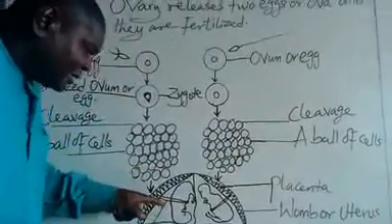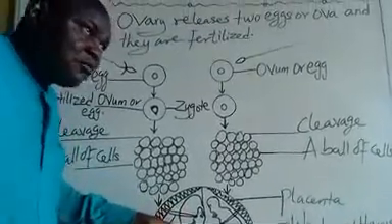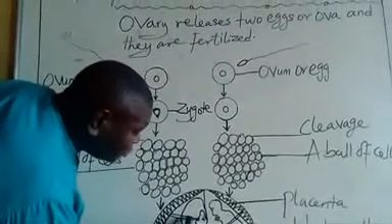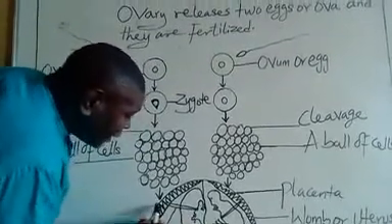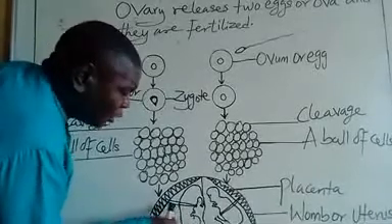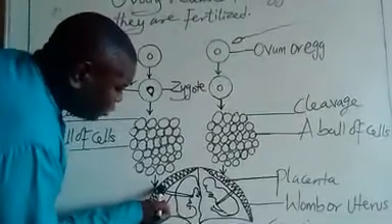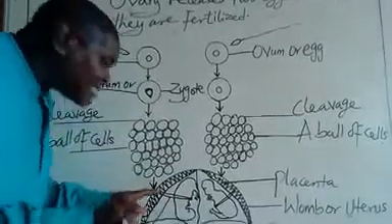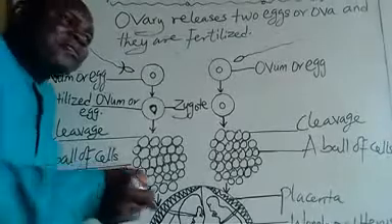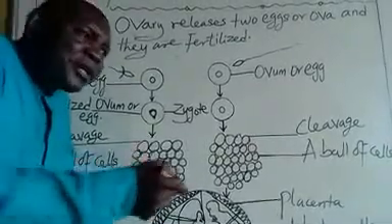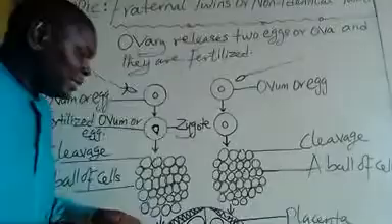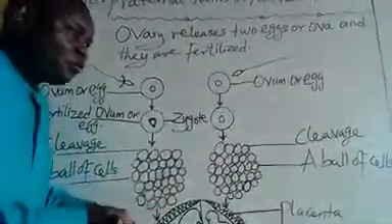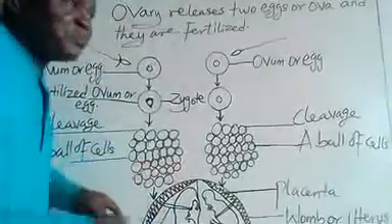Waste products from the fetus, waste products from the fetal blood, will also pass through the umbilical cord to the placenta. You know, the placenta has a link with the maternal bloodstream. It is connected with the maternal bloodstream.